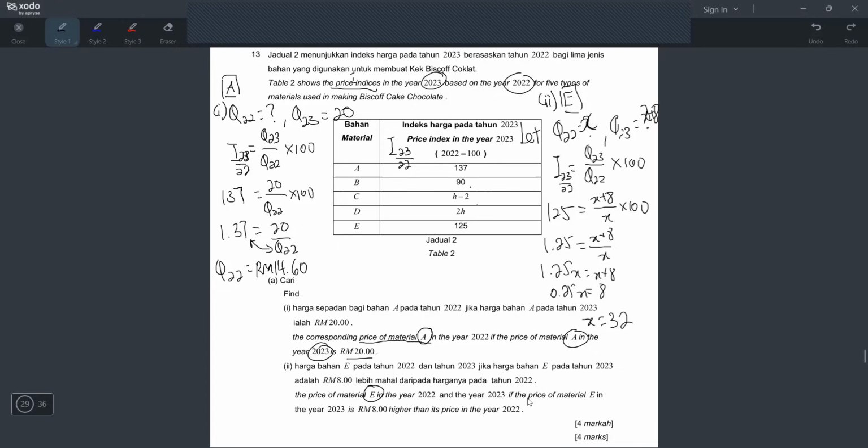Is this the answer? No, right? Wait. What do you want to find? Price of material E in the year 2022 and 2023. So what is 2022's price? The price in 2022 is RM X, which is 32 ringgit. But the price in 2023 they also want to find, right? And the year 2023. So what is the 2023? RM 40, right? Why is it RM 40? Because you plus 8. Okay. So I write here like Q 2023 equals to RM 32 plus 8, which is 40. Okay. So this is how you do this question.